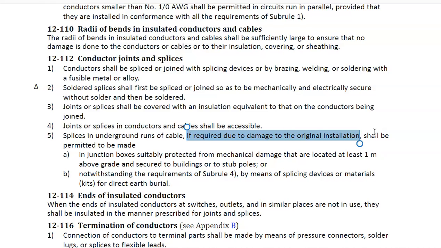If I am going to splice, I am allowed to splice underground with a direct burial kit, or I'm allowed to bring the ends up to 1 meter above grade and then stick it onto a little stub pole.